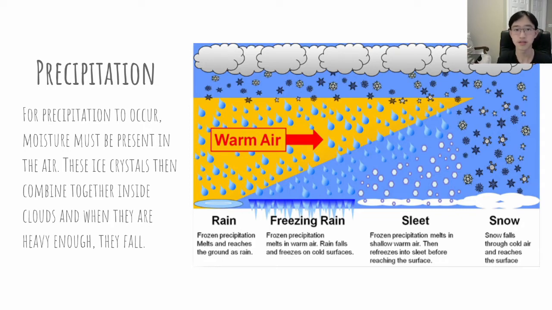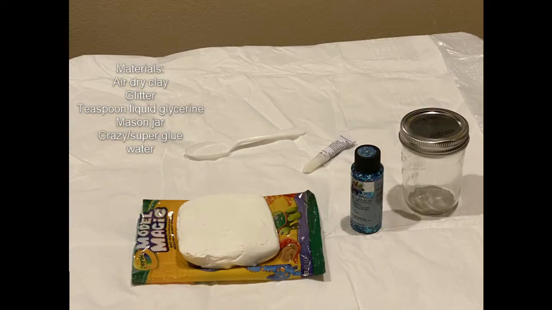So for precipitation to occur, moisture must be present in the air, right? This moisture, when it's higher up in the atmosphere, where temperatures are way colder, freezes into ice. This ice then combines together, and when they're inside clouds and they're heavy enough, they fall as snow or snowflakes. Now that we understand the science behind why Earth has seasons and winter and precipitation, let's make our snow globe.